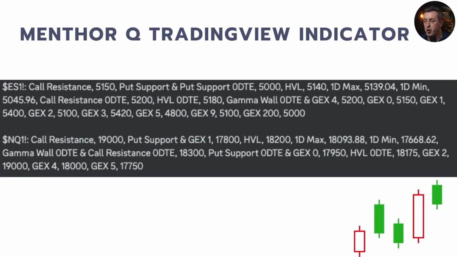Once we understand positioning, we can start plotting the levels on the chart. You can find these levels within our Discord server. For example, on April 17, 2024, these were the levels for NQ and ES futures by looking at their option chain. We can then plot these levels by using the MenthorQ levels indicator for TradingView.